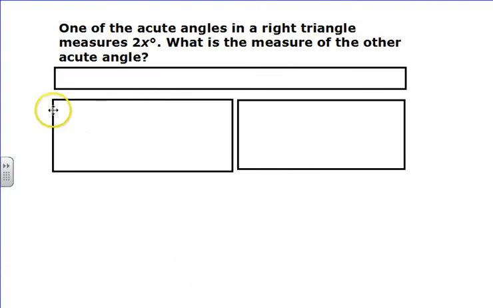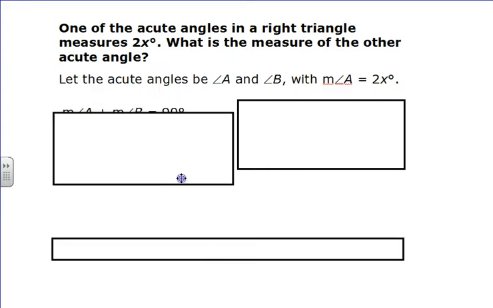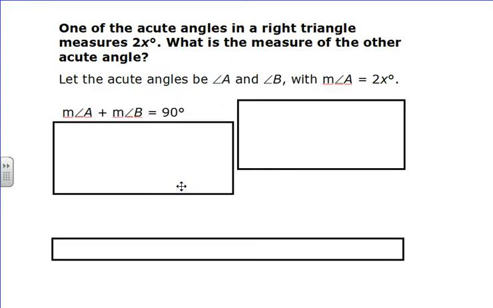Okay, so here's your question. One of the acute angles in a right triangle measures 2x. What is the measure of the other acute angle? Now, we don't know the number of degrees, but we know that this known angle, 2x, and the other acute angle, together, are complementary, so they have a sum of 90 degrees. So we could write this: the measure of angle A plus the measure of angle B, the two angles, is 90.